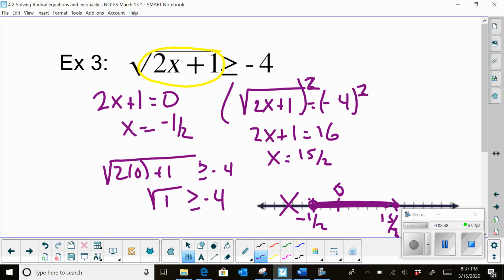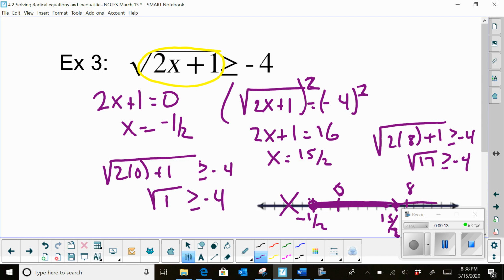And then if I test something greater than 15/2, like 8, 8 is going to work as well, because if I plug in 8, that's going to give me the square root of 2 times 8 plus 1 is greater than or equal to -4. And that's going to be the square root of 17, which is definitely greater than or equal to -4. So that works as well.